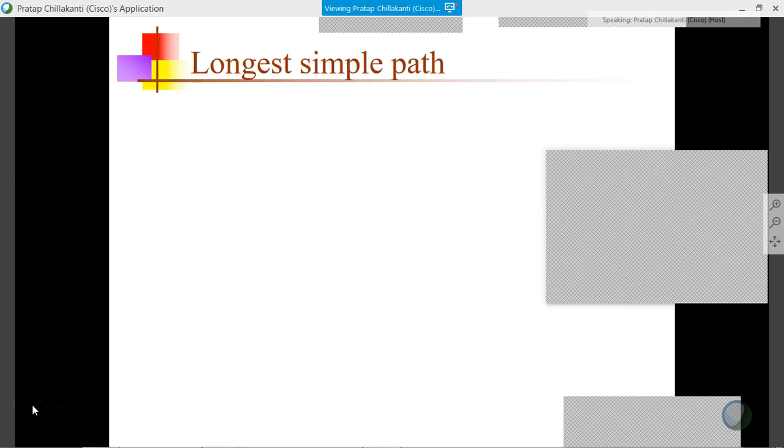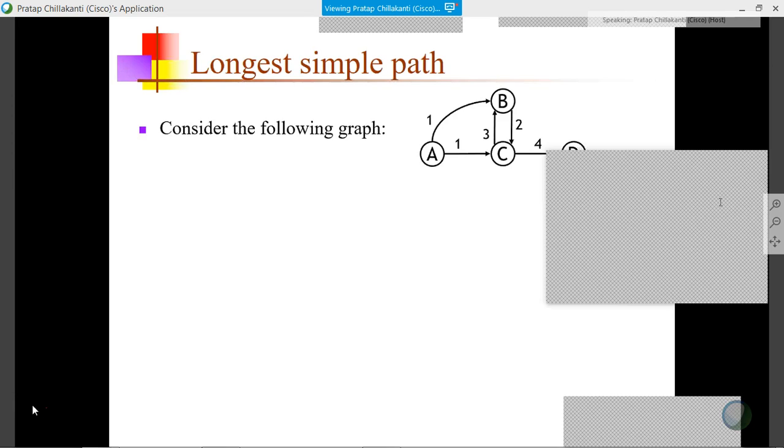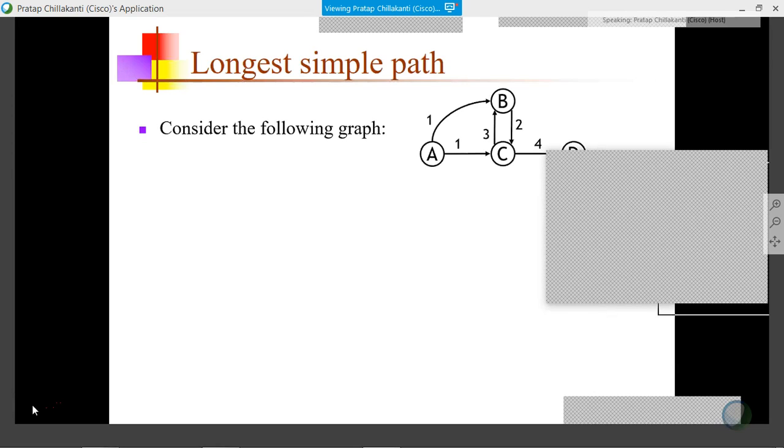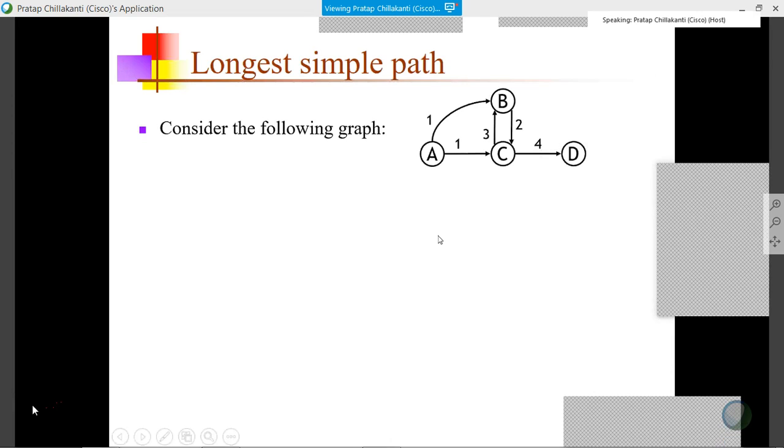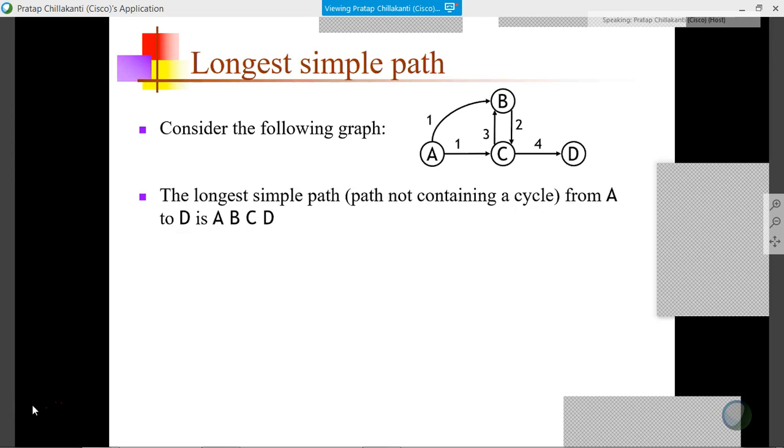Here is some more examples. What am I trying to show here? I'm trying to calculate the longest simple path in a graph. A path does not have a cycle, right? So A, B, C, D. Why is that the longest path? Because if you go A, C, D, you get a shorter route. But if you go A, B, C, and D, you get the longest path.